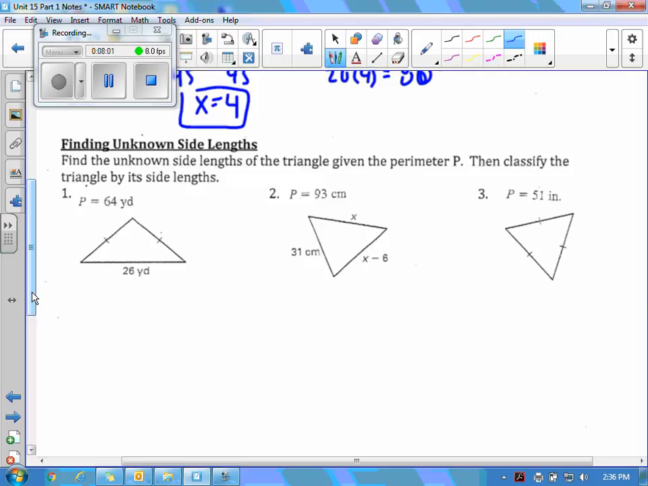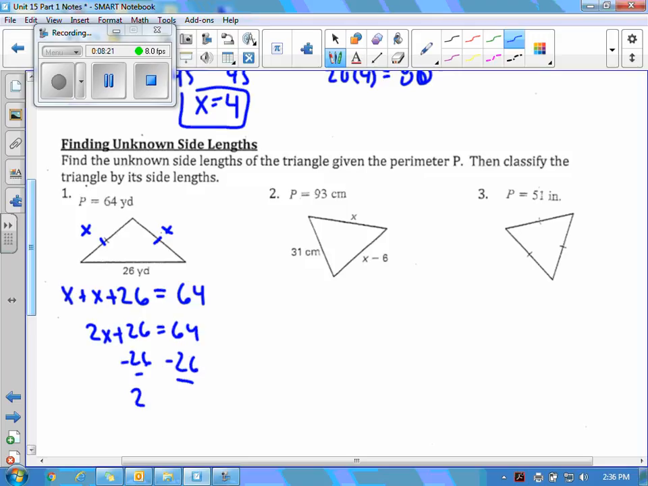If you look at my first one, these little tick marks mean those are exactly the same. Now we don't know what they are, but since they're the same, we can call them both x. So x plus x plus 26, that's my three sides. It's going to add up to 64. So that'll give me 2x plus 26 equals 64. Subtract 26 on both sides. I'll get 2x equals 38. And then I can divide both sides by 2, and I'll get x equals 19.